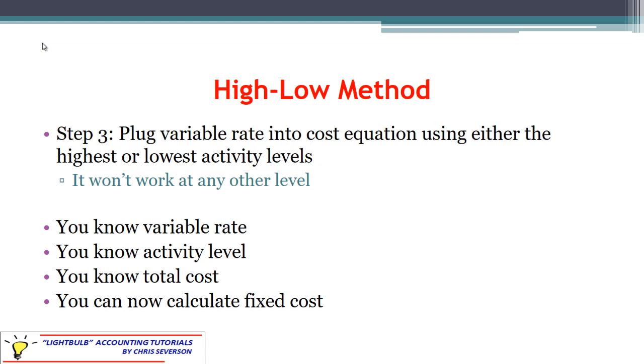So again, now we know the b. We've just calculated the b, the variable rate. We also know the corresponding x. We know what activity level we used. Again, you could pick either the highest or the lowest. We know the total cost because we know the cost related to that activity level. That's the total cost. So now that you know three of the four components, we can now calculate the fixed cost.